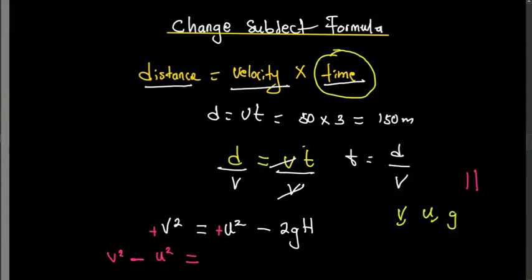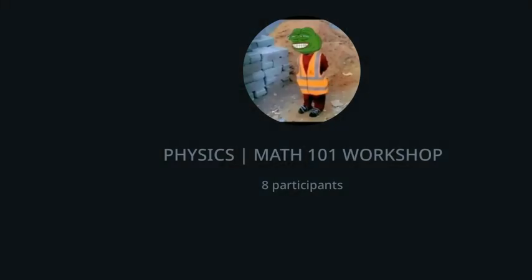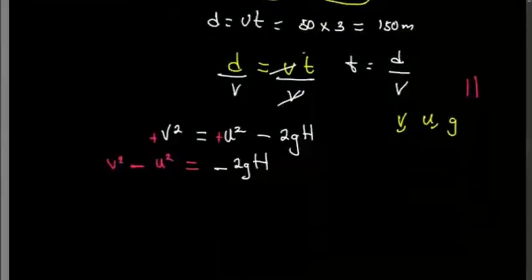What are we going to be left with? We're going to be left with what? 2GH. With what? I didn't hear you well. Minus 2GH. So minus 2GH. And then what next? How do we separate H?